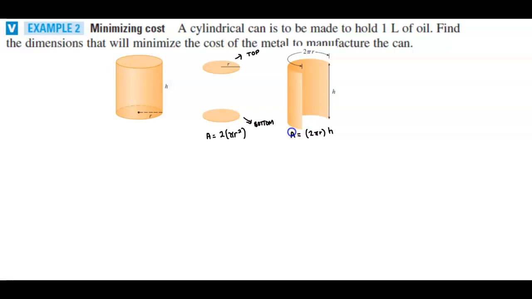So what does this give us? Well, what this tells us is that we want to be able to find the area of this. The area is going to equal 2 pi r squared, and then we're going to add the circumference, which is 2 pi r times the height. So we're going to add those two areas together. And then what we want to do is minimize the area A.